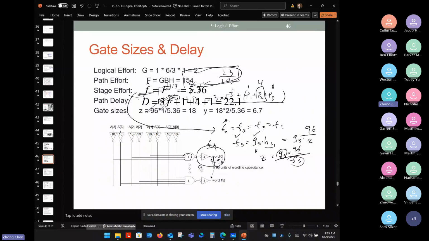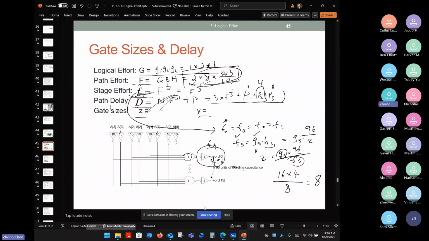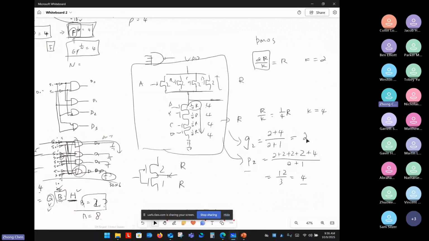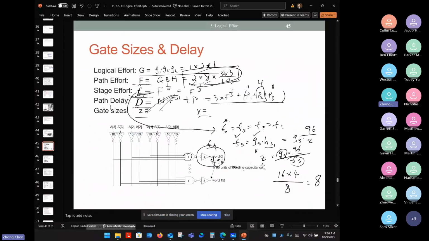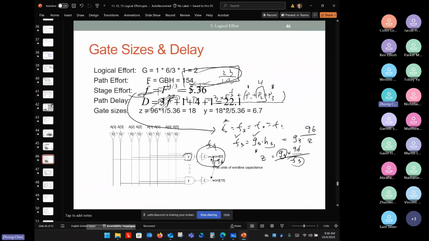Okay, and then you can do another step. If you have the Z size, you can calculate the Y. Y is G2 times the Z divided by F3. G2 value, what is it? We calculated it already in the previous stage, which is in my notes here. G2 value is 2. So if you use the G2 value here, 2, and you have 18, 2 times 18, which is the Z, your second stage output, divided by F3, we'll get the value of Y.